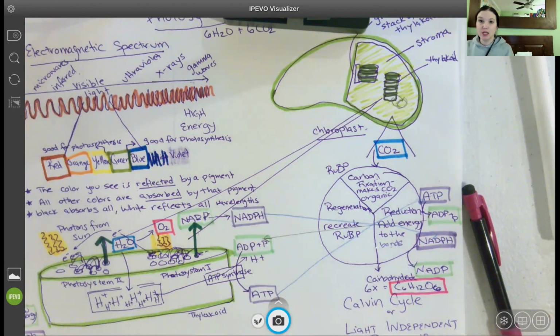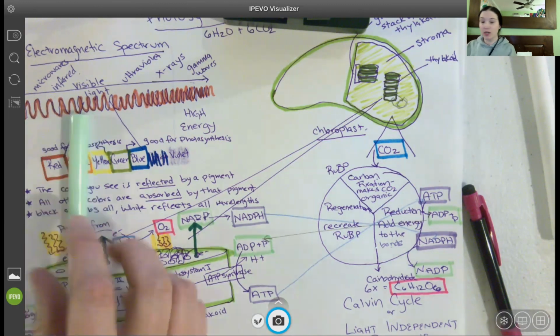Your quiz is tomorrow. It has information going as far back as the POGO that talks about what's in a leaf, the leaf cross section, and then you should know a little bit about the light reactions, a little bit about the light independent reaction of the Calvin cycle. And so that's it. You can use your notes and you get to take it twice. So low pressure.